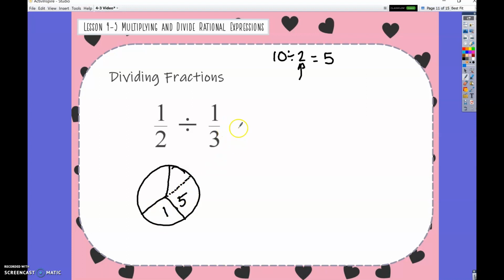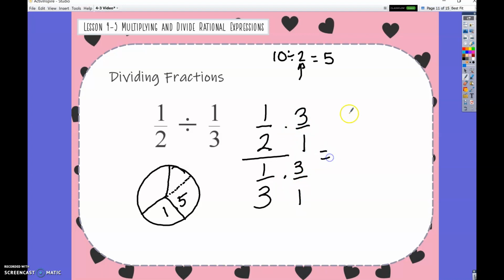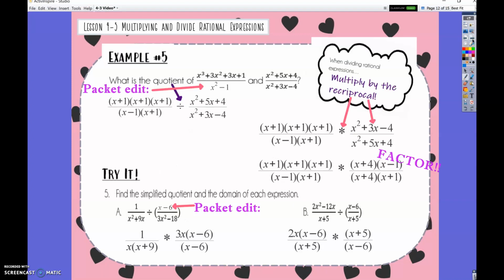But to get that, we teach that you would take 1/2 and instead of dividing by 1/3, which would look like this, and that's too much stacking, we would multiply by 3/1 in your numerator and denominator, and you would get 3/2, which is 1.5. These would cancel. We oftentimes call this multiplying by the reciprocal. So the good news about dividing rational polynomials is it's actually just multiplying by the reciprocal. You're going to flip the second fraction.